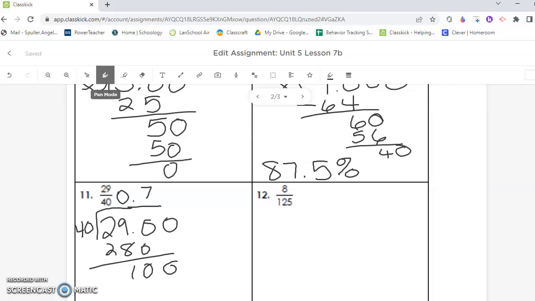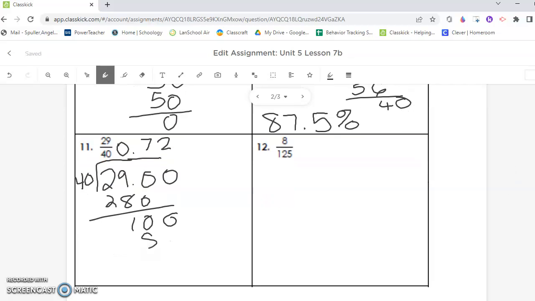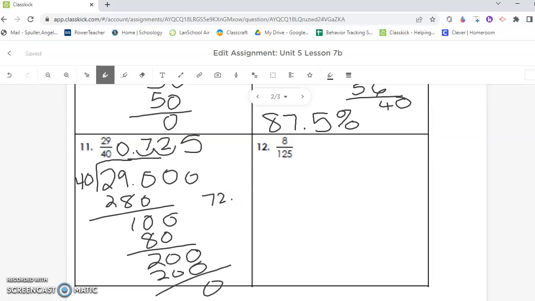Bring down the 0 to make it 100. And go in there 2 times. That's going to give me 80. 20 left over. Bring another 0. Can go in there 5 times. Okay, that gives me 100, 0. Move it 1, 2. So we have 72.5%.